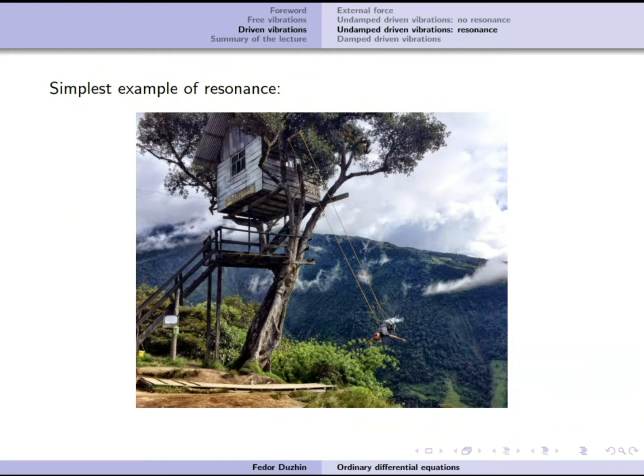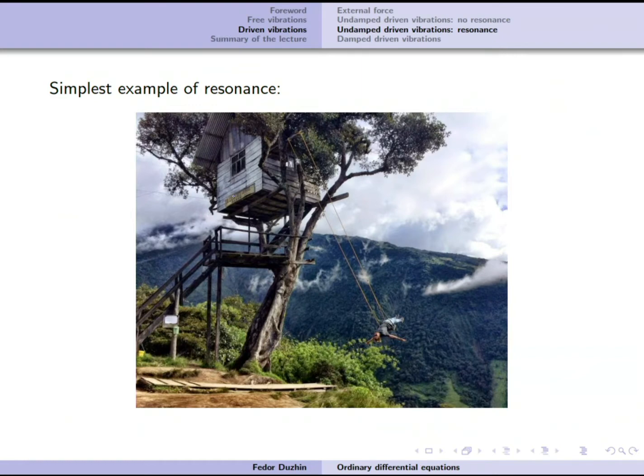Let's go through the case of resonance. Maybe the most familiar example from real life would be the simple swing, right? So basically, resonance here means that when the swing is moving forward, you try to push it forward further, and when it is moving backward, you apply force to push it backward even further, and that's why its oscillations are increasing in amplitude.